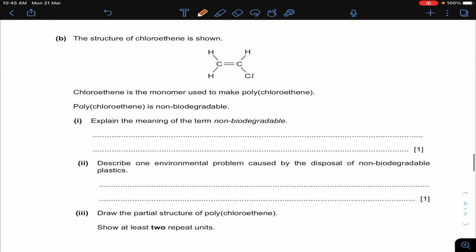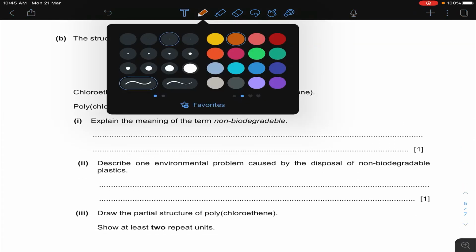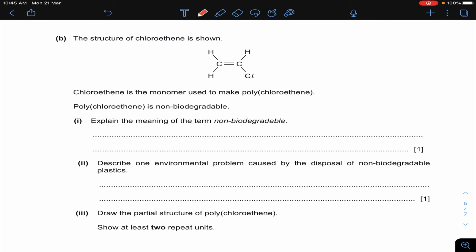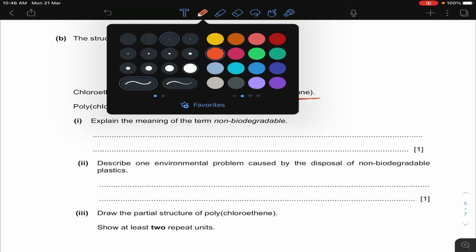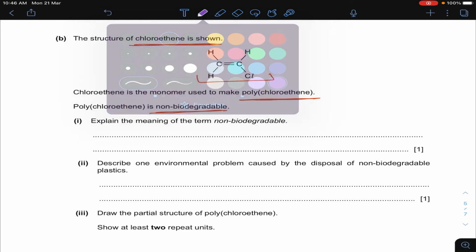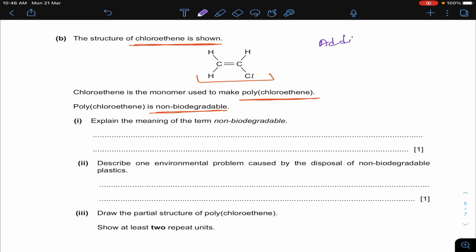Now next we have few questions from paper 2. They're saying that the structure of chloroethene is shown. They have given us the structure of chloroethene. We have drawn the structure of polychloroethene in the last lecture. Chloroethene is the monomer used to make polychloroethene. Polychloroethene is non-biodegradable.